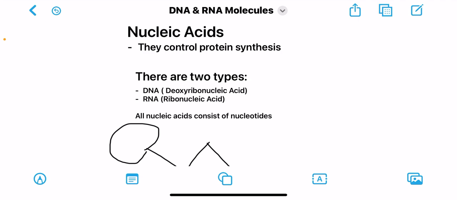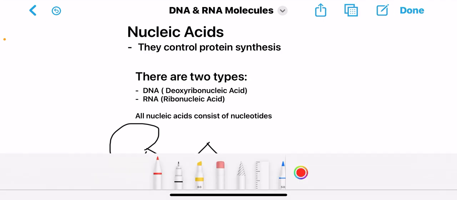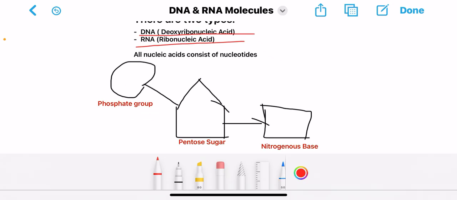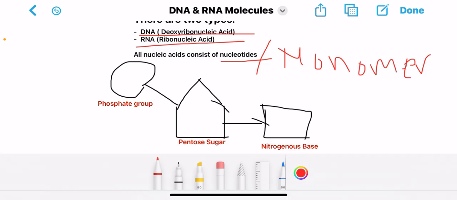Now, there are 2 types of nucleic acids. As we spoke before, we have DNA and we have what? RNA. Now, all of our nucleic acids consist of what? Nucleotides. Now, the examiner might not say nucleotides. Sometimes other books, question papers or other teachers may not use the word nucleotides, but they may use this word called monomers.